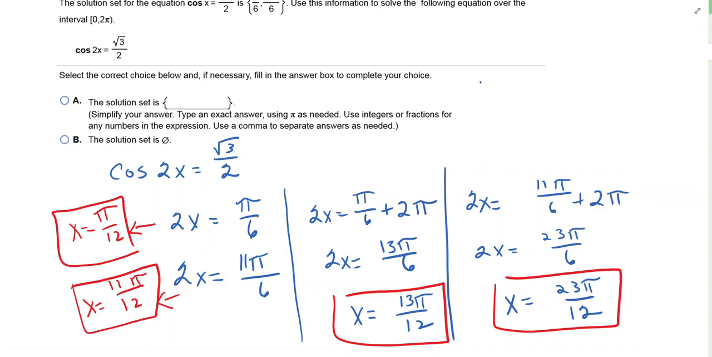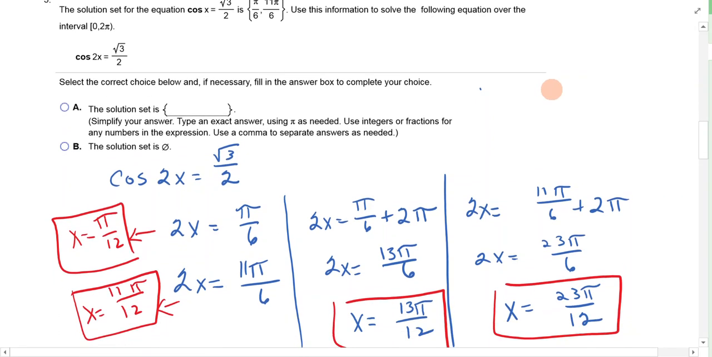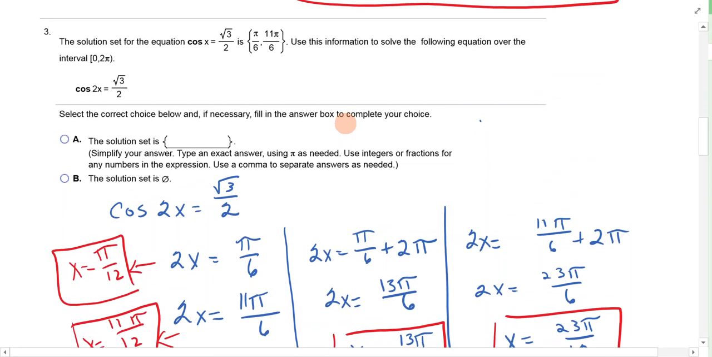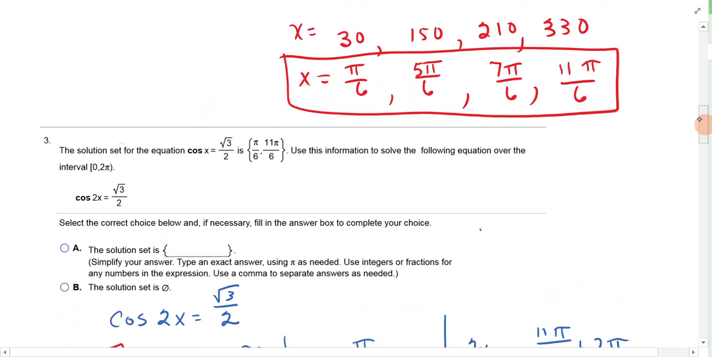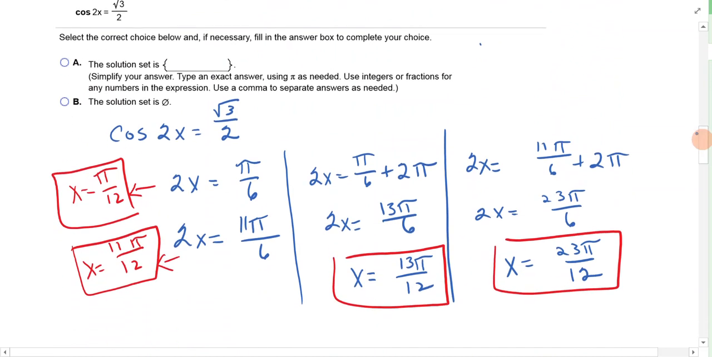And where is cosine square root of 3 over 2? It's at pi over 6 and 11 pi over 6. And they were telling us this right here. So we can think of that, but this was cosine of 2 pi over 6. If you divide this by 2, it's the same as multiplying by 1/2. And we can do pi over 12 and 11 pi over 12.